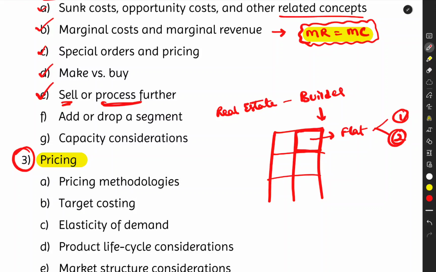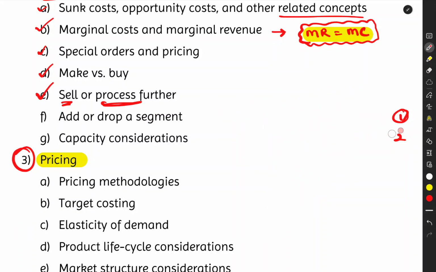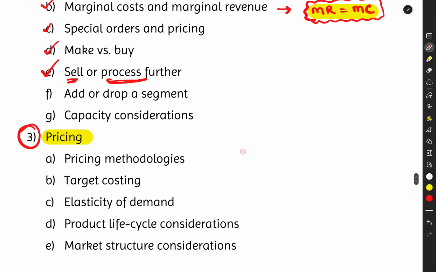You are done building the flat, constructing the flat is done. Beyond the construction, you are also processing it further, and you are saying that okay, I'll also do a fully furnishing of this particular flat before I sell it to the customer. So that could be a good example for sell versus process further.